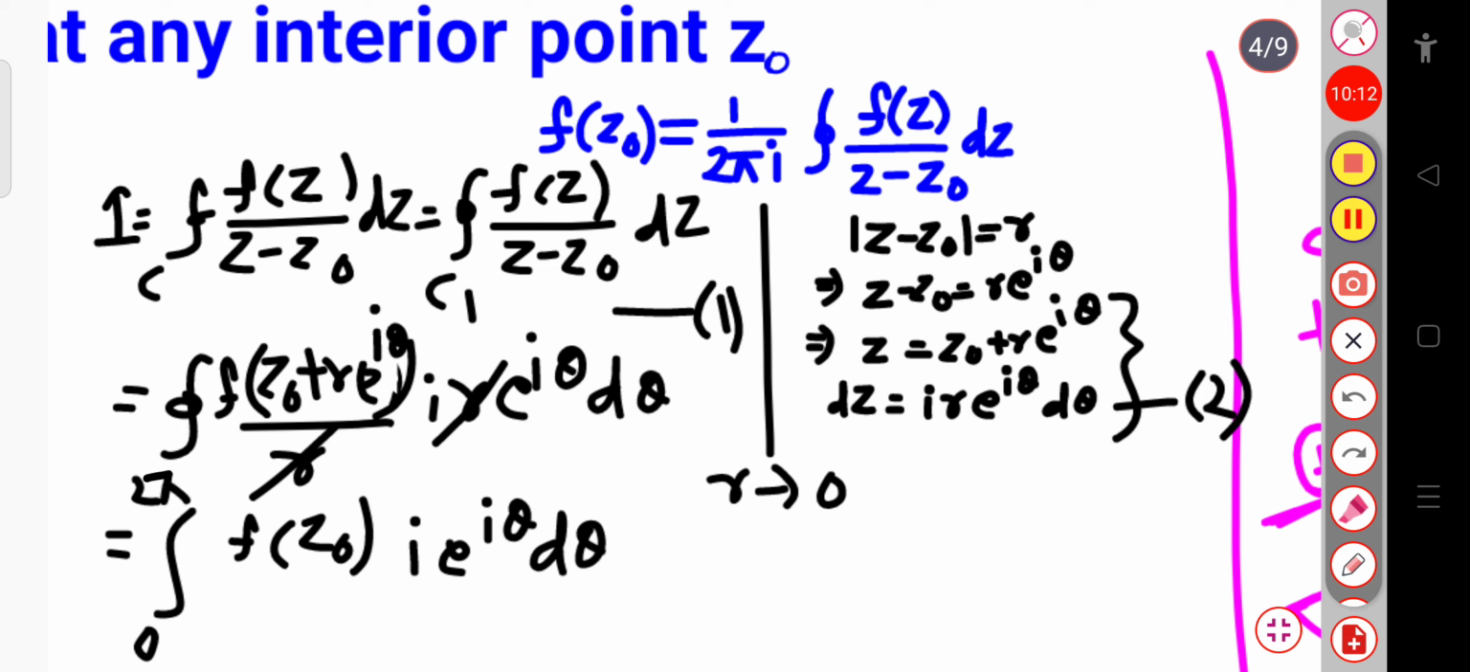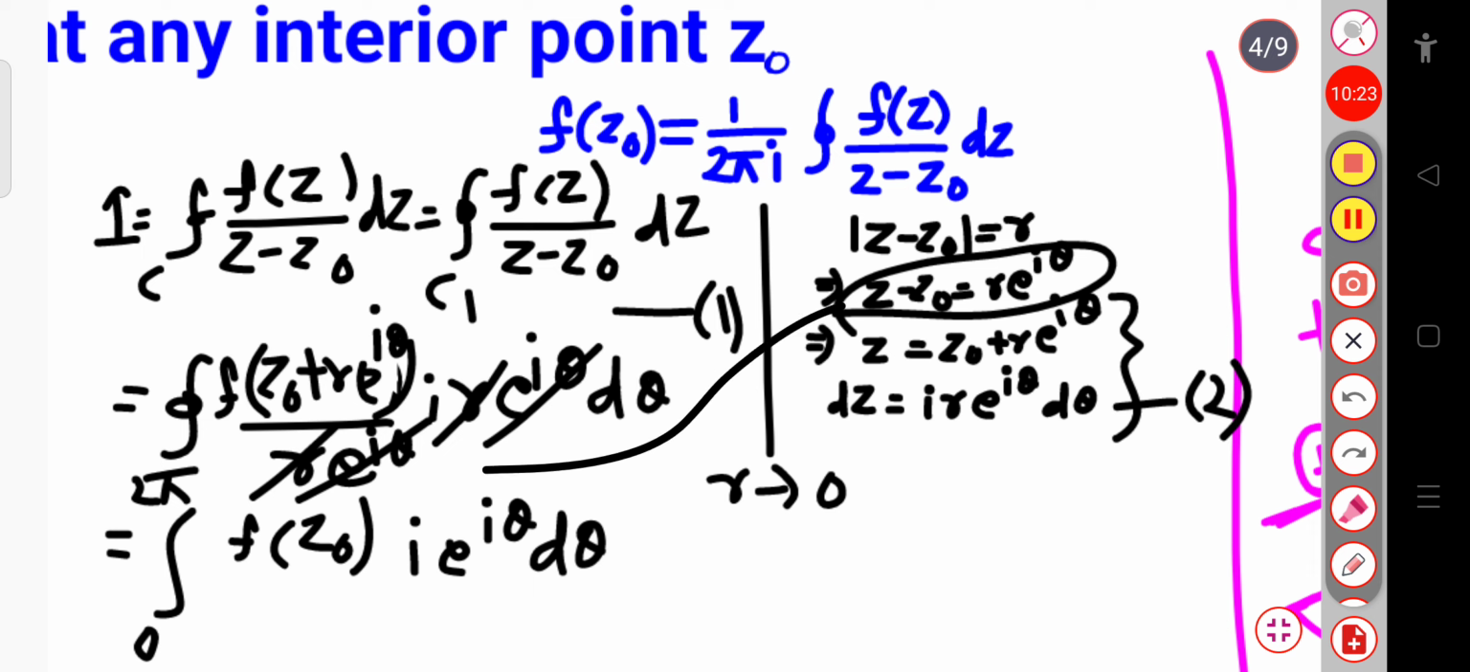Clear? z minus z0 is your r exponential i theta. So the exponential i theta also appears here, in place of z minus z0 equal to r exponential i theta, so here I have substituted this value. So here I can write this as f of z0 times i d theta. Okay.